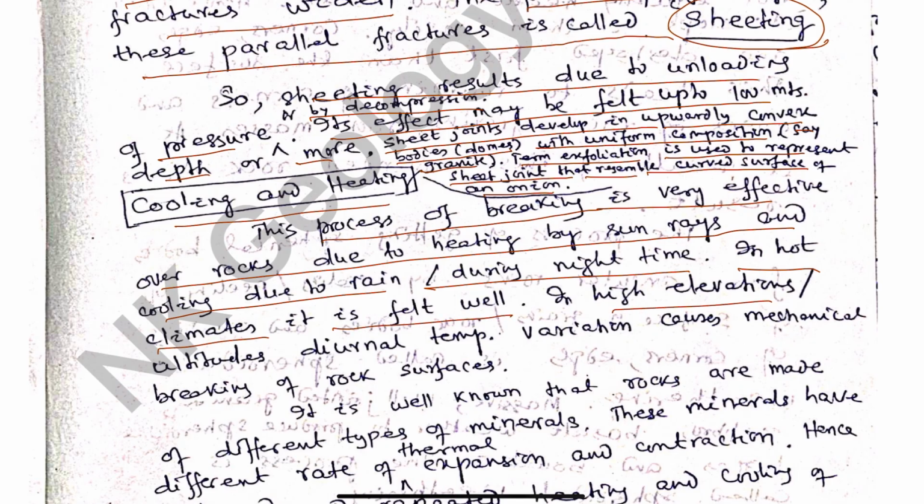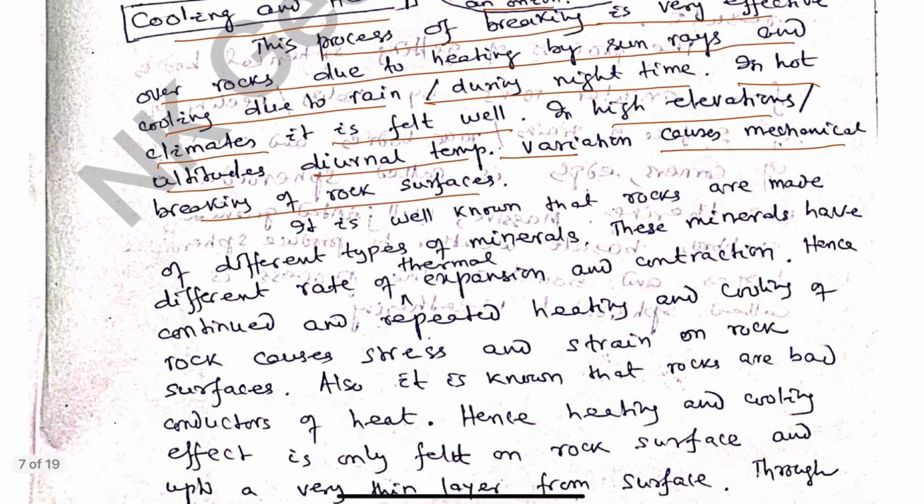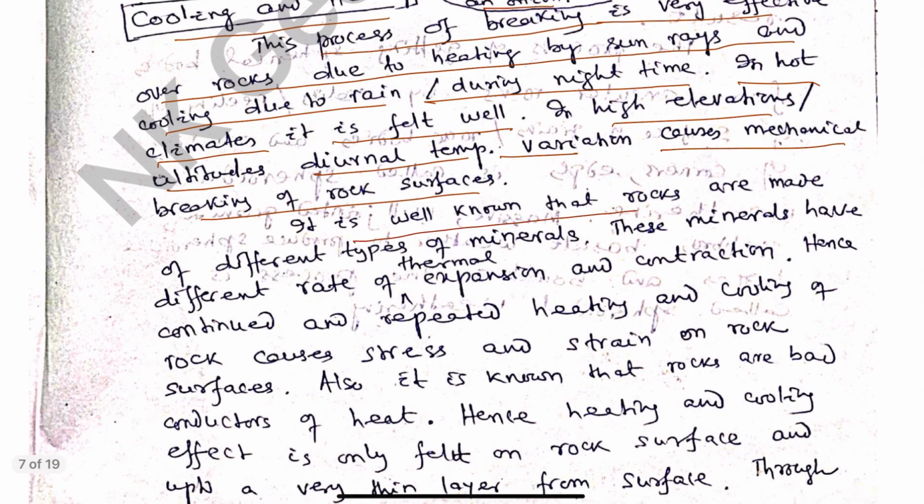The high elevations, high altitudes, face the diurnal temperature variation easily, which causes them to break mechanically to produce rock grains. It is well known that rocks are made up of different types of minerals. These minerals have different rates of thermal expansion and contraction.